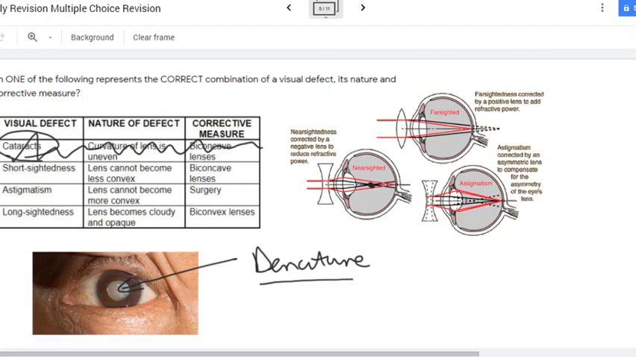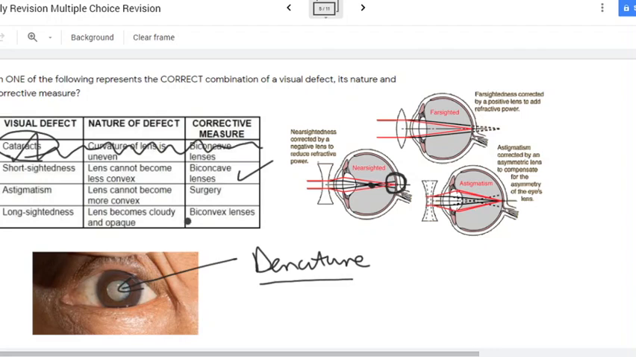And so I can correct that by having a biconcave lens, a concave lens. And it corrects it by throwing the image right onto the retina. And so this one is correct. No problem with that one then. Okay, so the answer is most probably B. But let's take a look at the rest.